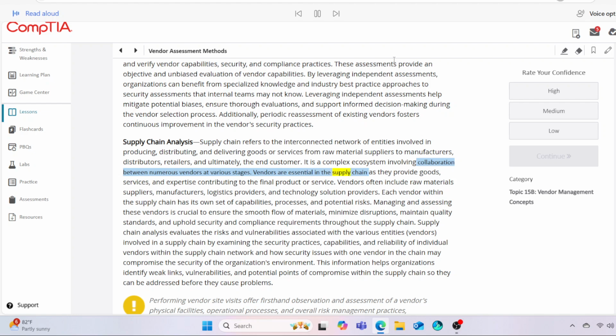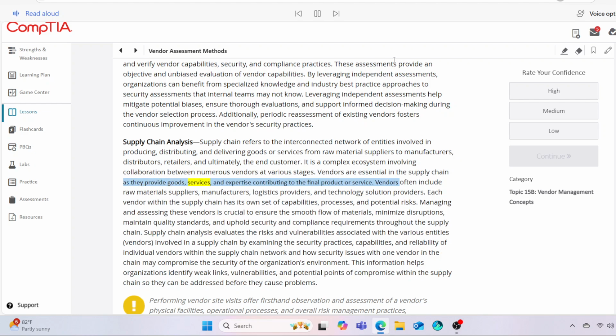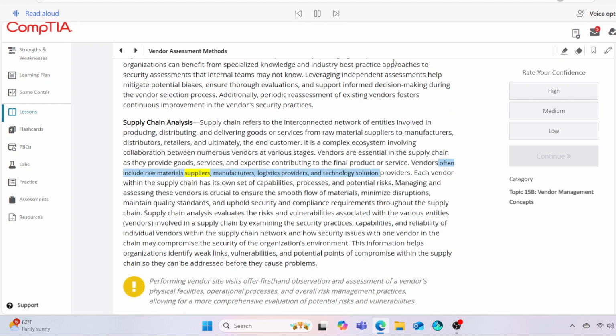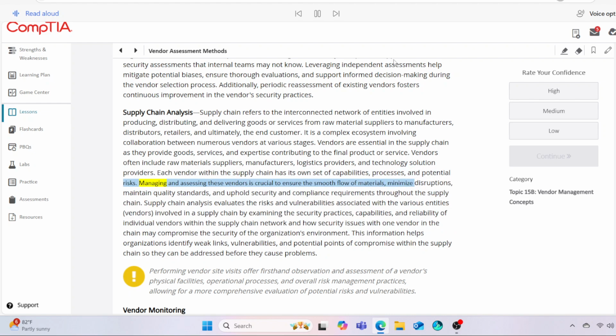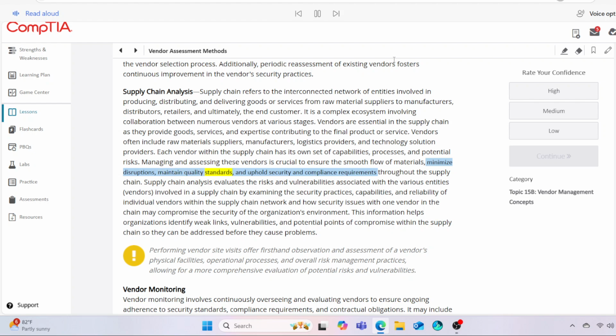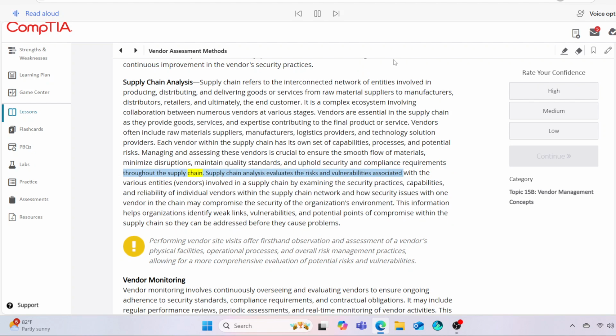Vendors are essential in the supply chain as they provide goods, services, and expertise contributing to the final product or service. Vendors often include raw material suppliers, manufacturers, logistics providers, and technology solution providers. Each vendor within the supply chain has its own set of capabilities, processes, and potential risks. Managing and assessing these vendors is crucial to ensure the smooth flow of materials, minimize disruptions, maintain quality standards, and uphold security and compliance requirements throughout the supply chain.